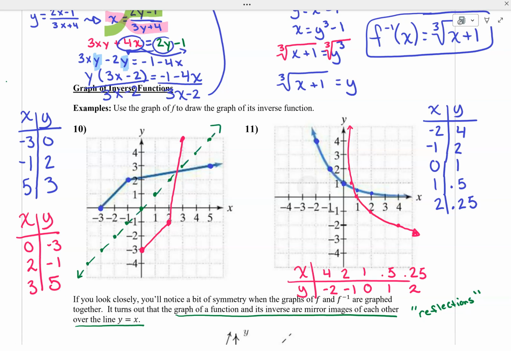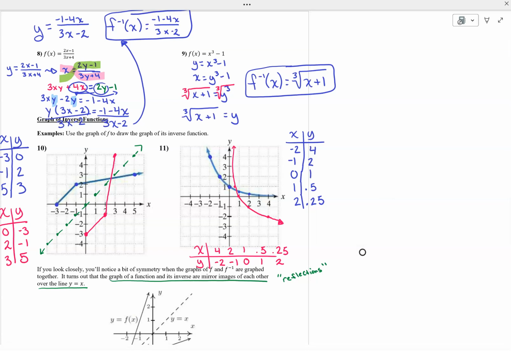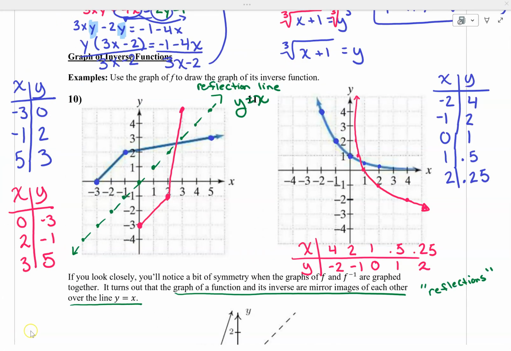Whoops, I was really hoping we went through a video without that happening. Let me see if I can get it. Okay, so I had one small glitch, so I don't know what I was saying, but that green line is the reflection line y = x for the function and its inverse.